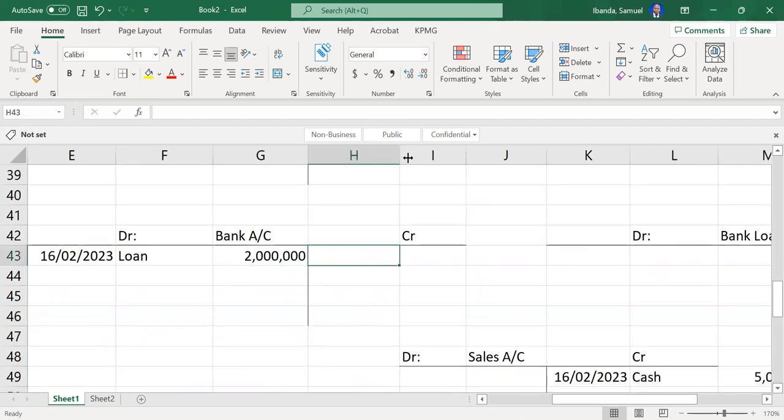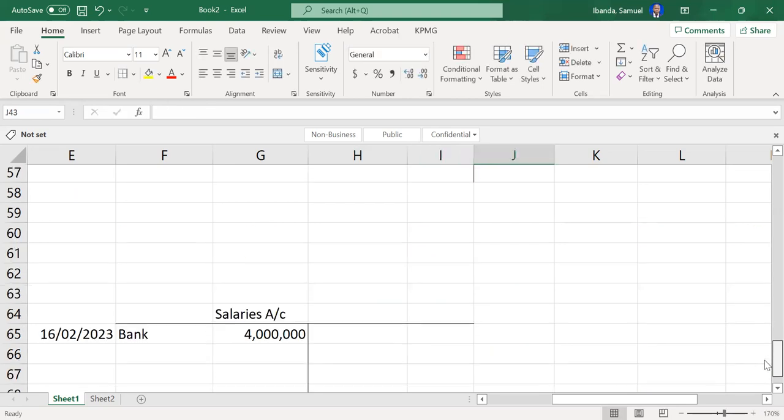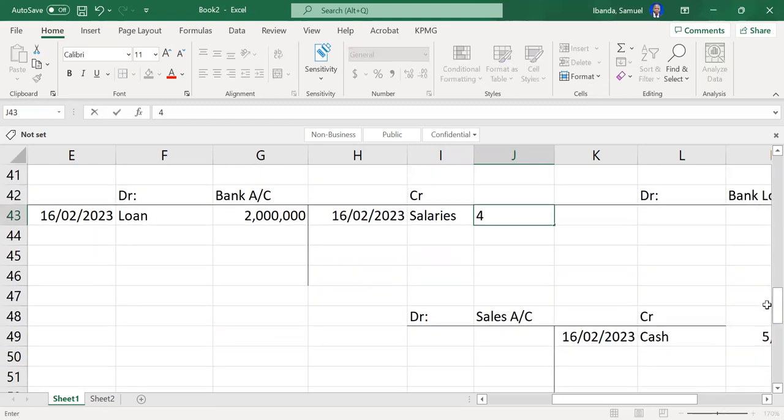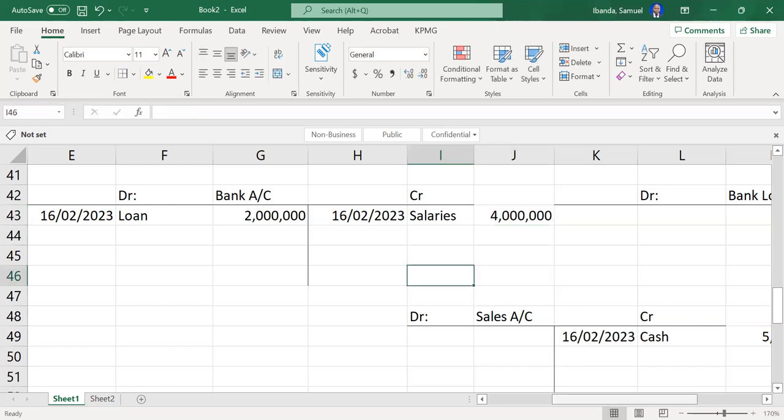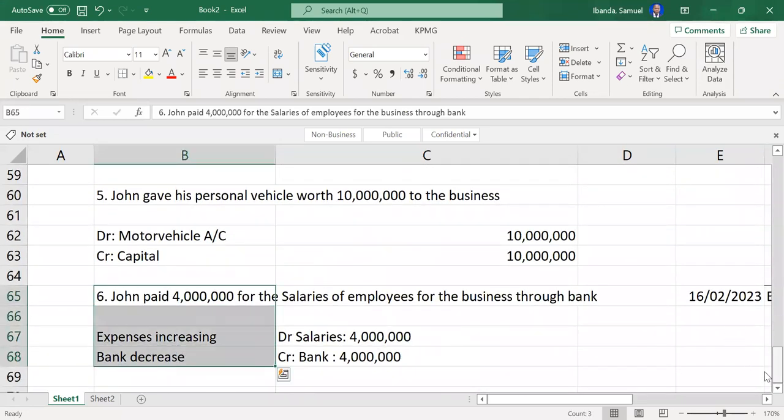I'll come and record my salaries. So maybe this was on 16th 02 2023. I'll come and say salaries. How much were my salaries? They were 4 million for my salaries. So after recording those salaries with 4 million, I've exhausted my accounts. So I've been able to post transactions within my ledger accounts accordingly.